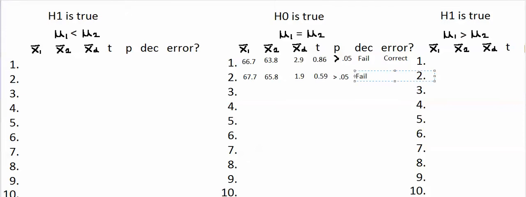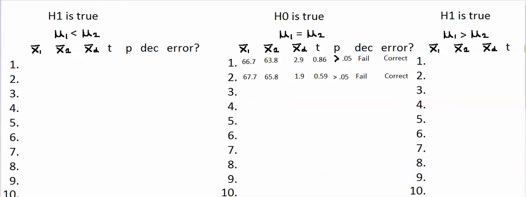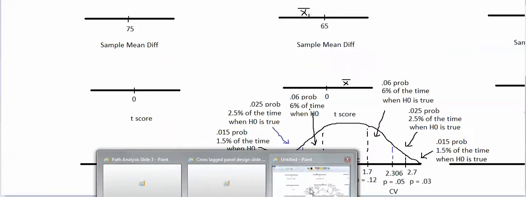So we fail to reject because it's not in the rejection region. It's also a correct decision again because the null really is true. So I'll have you keep repeating this. Each time you do this, put these in here. I also want you to keep plotting them up in here.